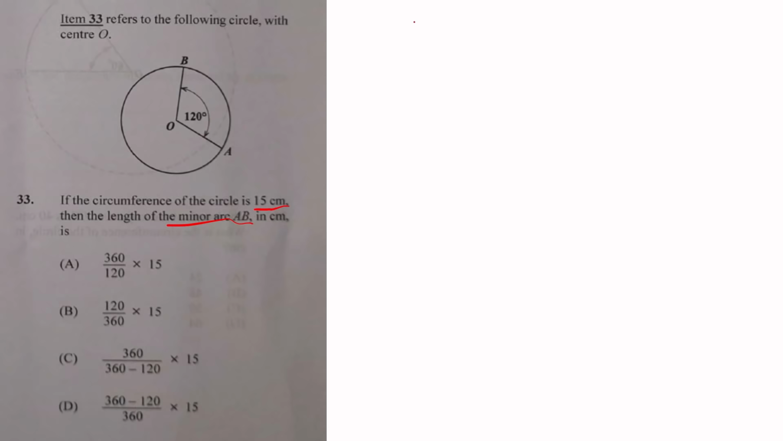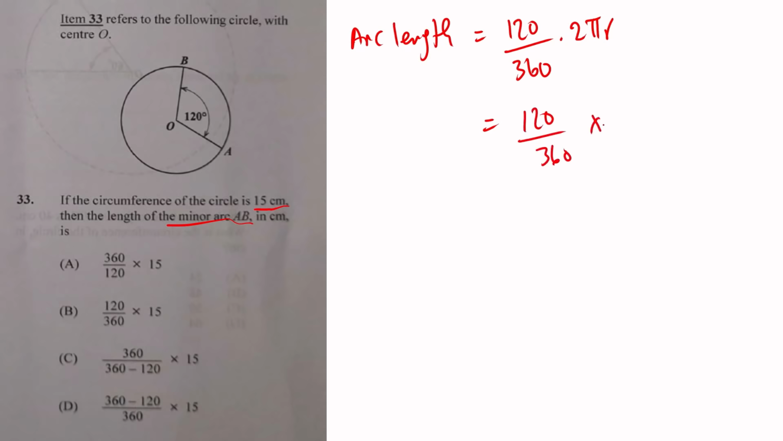Therefore, how we find arc length, or length of arc. So we know that the arc length is actually a fraction of the circumference, and so the fraction is going to be 120 over 360 times 2 pi r, and we know that 2 pi r represents the circumference. Now it tells us that the circumference is 15. It's going to be 120 over 360 times 15. So therefore, our answer is going to be B.